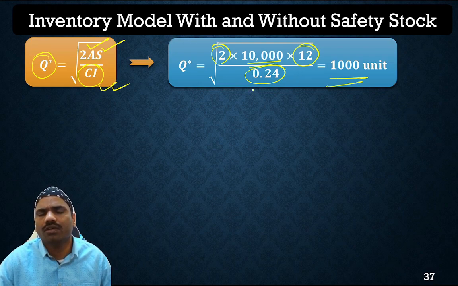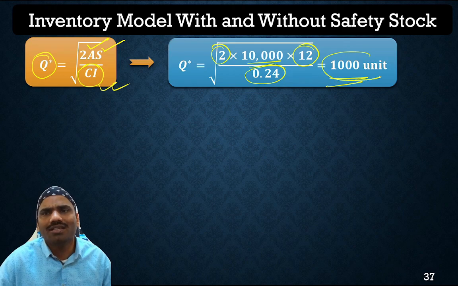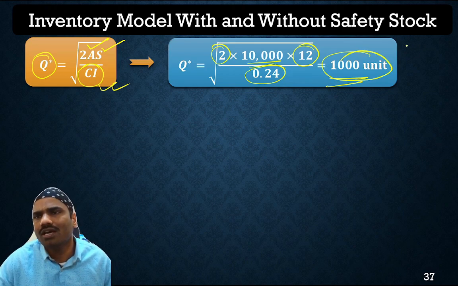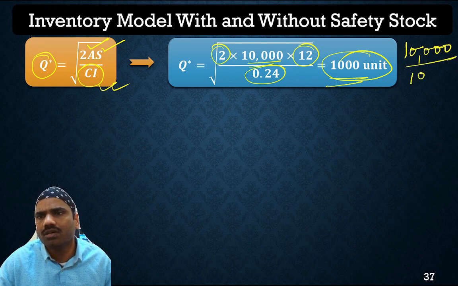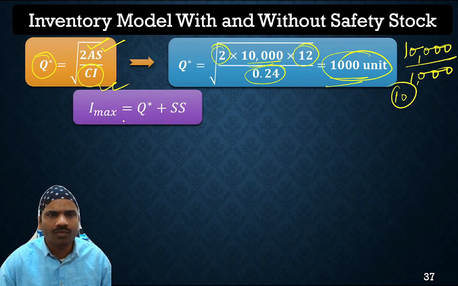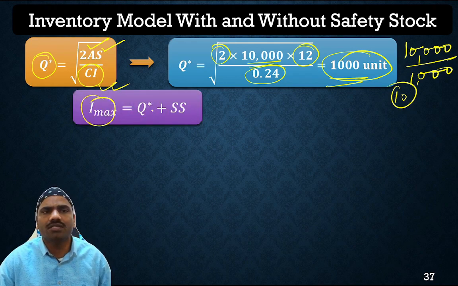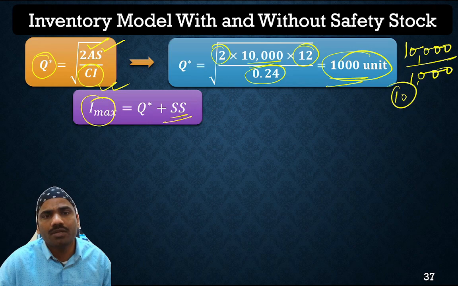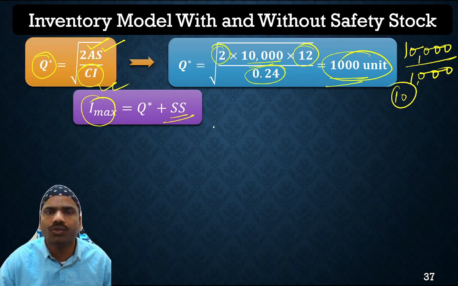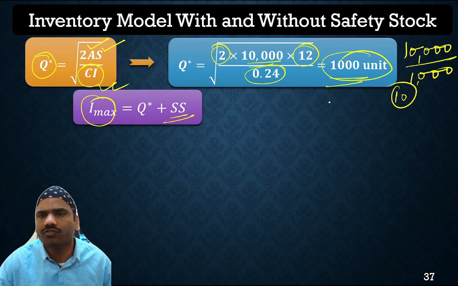So the economic order quantity is 1,000 units. We have an annual demand of 10,000 units and an economic order quantity of 1,000, so the number of orders will be 10. Here the maximum inventory is Q star plus SS, that is 1,000 plus the safety stock of 302.